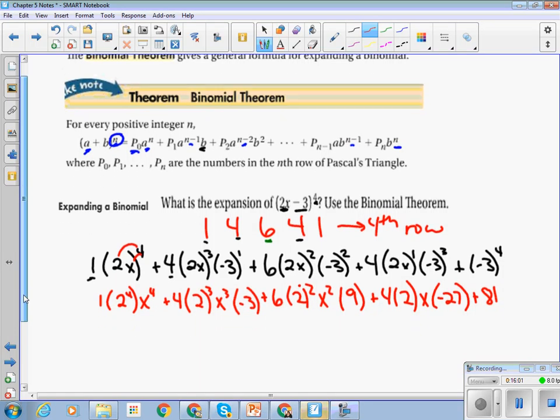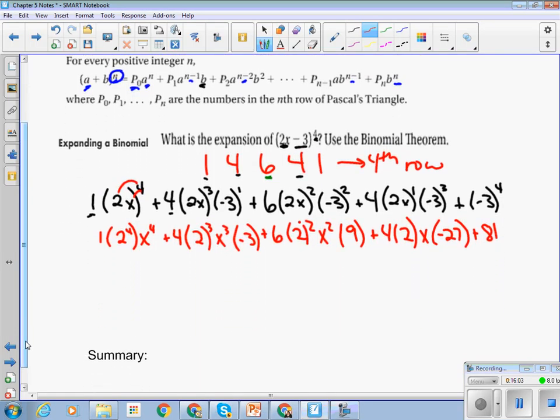I'm showing every single step. Once you become comfortable and familiar, you can do the multiplication all in one step, but I'm not going to skip steps. 2 to the 4th power is 2 times 2 times 2 times 2, which is 2 times 2 is 4, times 2 is 8, times 2 is 16. So this is 16x to the 4th. 2 to the 3rd power is 8.